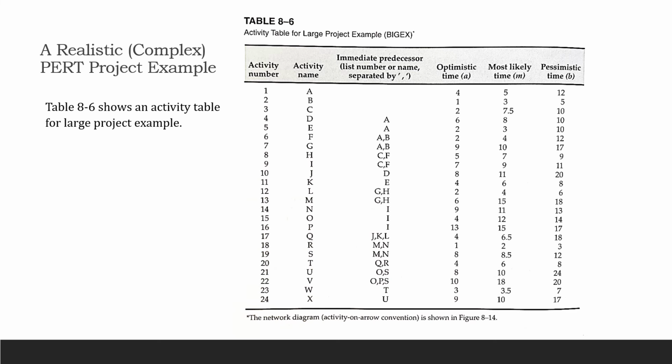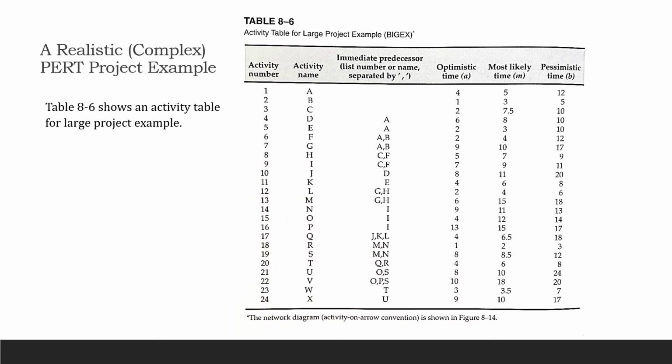Use it. So here, Table 8.6 shows an activity table, right? There's a very large project example. When you look at it, we have 24 activities, it's very complex, yeah? And you have activities from A all the way to X right there, okay? That's a lot of activities that you have to calculate. So this is a big money-saving project for you. In this example, they call it BIGEX or whatever, Big X.